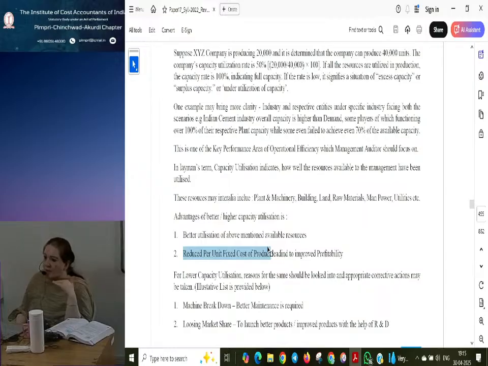But whereas fixed cost, the total is fixed. But when you come to the per unit cost, it is divided by the total number of units produced. So if the total number of units produced is less, then your fixed cost per unit is going to go up. So thereby your costing of the product is obviously going to go up. So that is why the capacity utilization has a bearing impact on the fixed cost per unit.